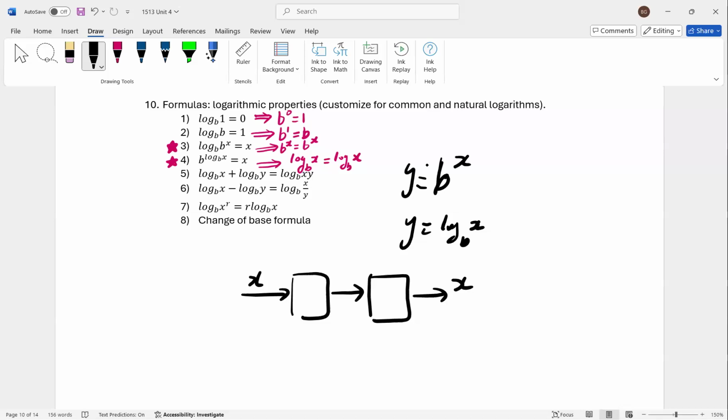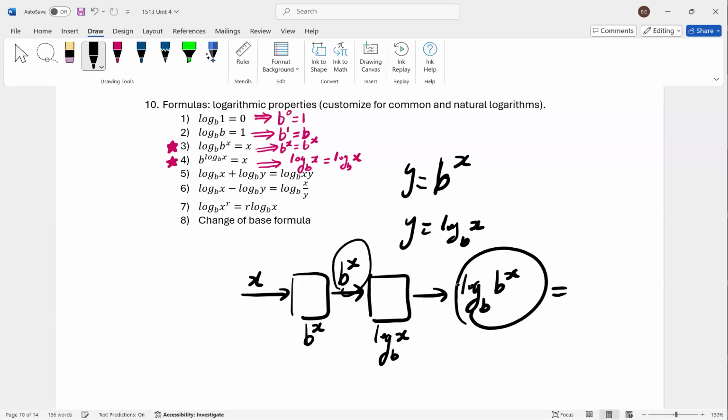So if we let x go through the exponential function b to the power of x, then in the middle, b to the power of x would come out from the machine, right? It's an exponential function. And then it goes through the logarithmic function with base b. Then what will come out? We will have log with base b of b to the power of x. And this is the input for the second machine. So we should have this. And you know what? That should be equal to x because the two functions are inverse of each other. Does that make any sense?